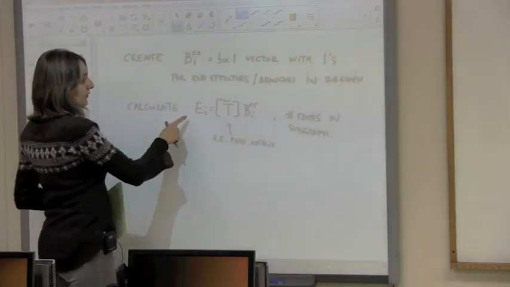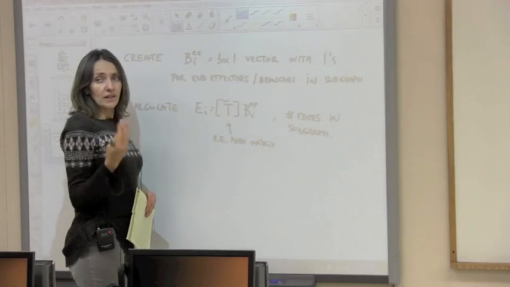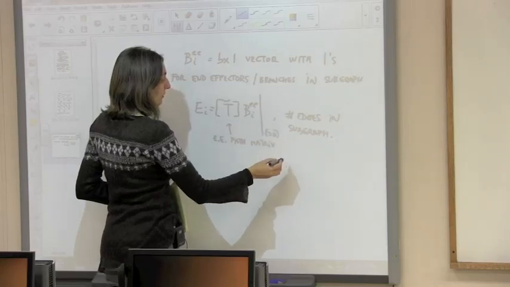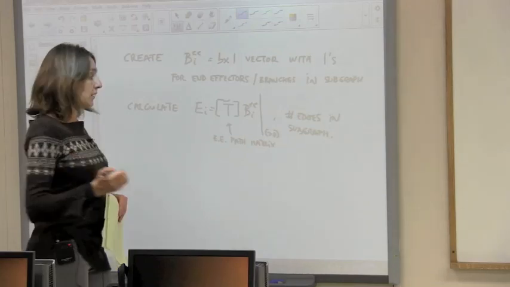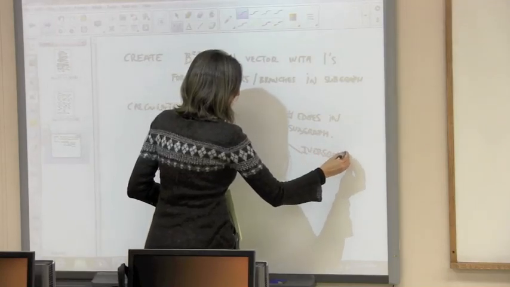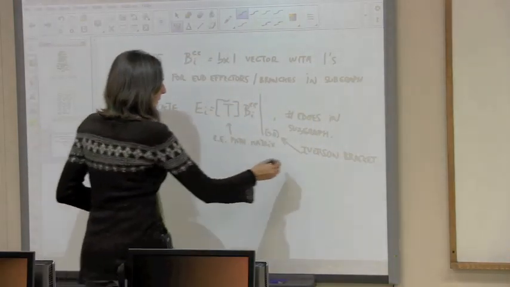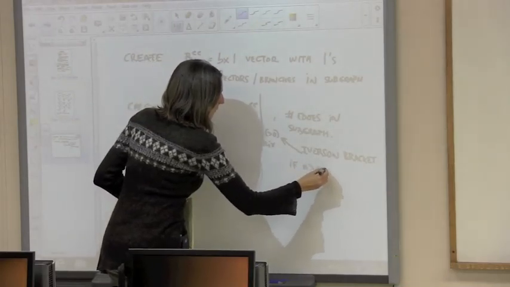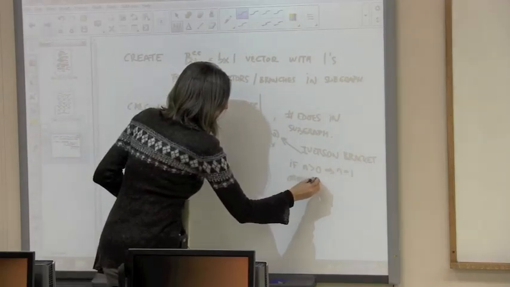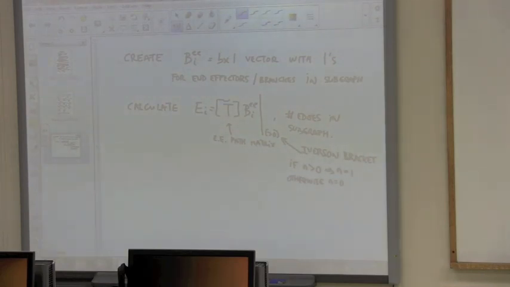Because you are adding the values in your path matrix to this one, you may get values which are greater than one, and we only care about the ones here. So we are going to use what we call the Iverson bracket, which means if the number is greater than zero, it's equal to one. So we just want: if n greater than 0, then n equal 1, otherwise n equal 0. So we have only ones and zeros in our vector.